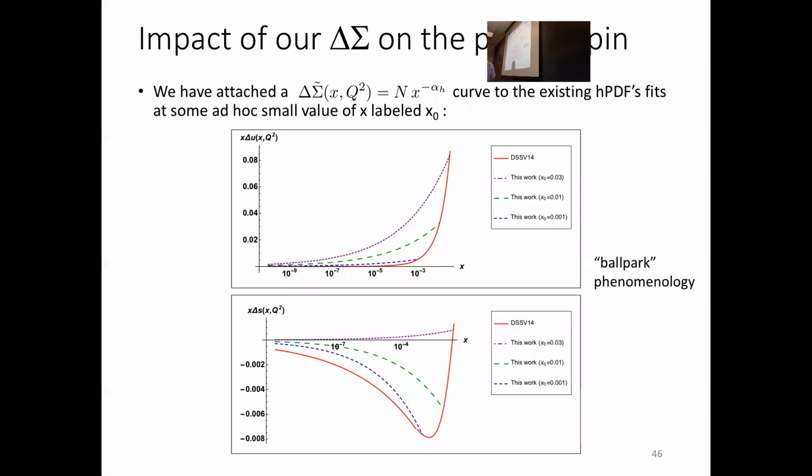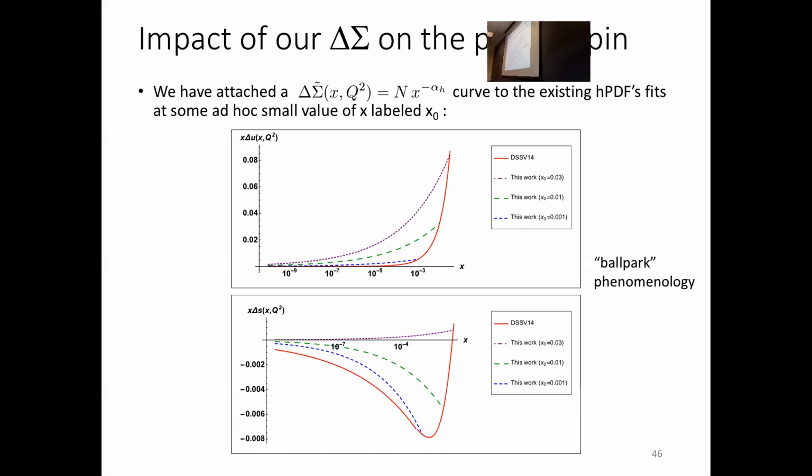This is some phenomenology we did, quote unquote, very naive estimates. These are delta u and delta s, and I think the solid curves are DSSV14, and the dashed and dotted lines are our asymptotics. We really just take this power law tail and attach it to DSSV starting from a certain point. If you're being conservative and say that low x means x of 10 to the minus 3 or smaller, then you start from x of 10 to the minus 3 and run down this way.